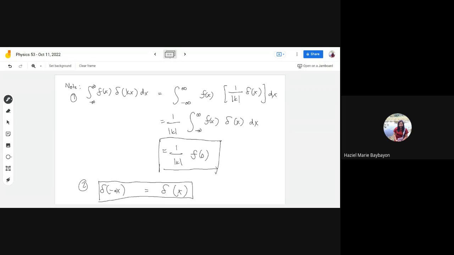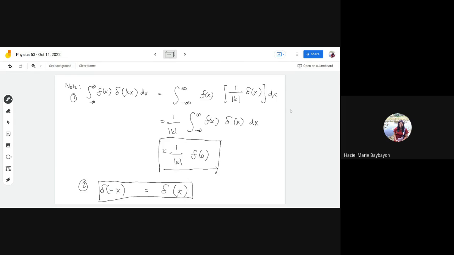Why is it like this? Since this one is negative 1, you have your absolute value of k. So 1 over negative 1, the absolute value of negative 1, you will get 1 multiplied by f of 0. So you will get the same as this one.